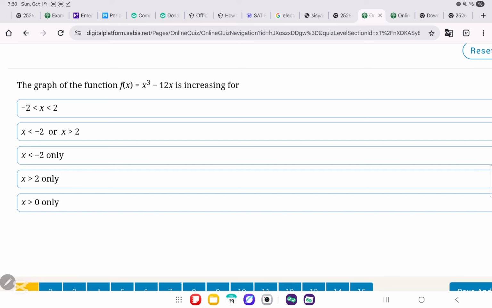So, the graph of the function f(x) equals x cubed minus 12x is increasing. How do we know it is increasing? Very simply, we'll need to find the table of variation. How do we find the table of variation? We need to take the first derivative. So let's take the first derivative from this. It's going to be 3x squared minus 12.